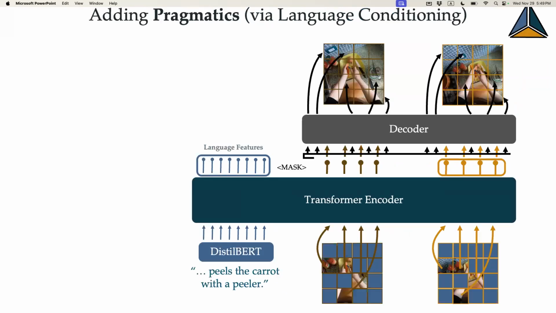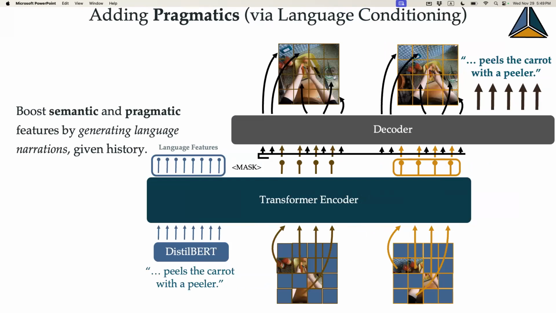But in order to get that pragmatics, that extra bit, the idea is that you could also generate language. If you do language generation, that tries to get at an understanding of what the task really is, peeling a carrot with a peeler. And then if you do multi-frame conditioning, like two-frame conditioning, that also gets a little bit of dynamics information. So with all of these pieces together, you could train a model that is trained on large-scale human videos.